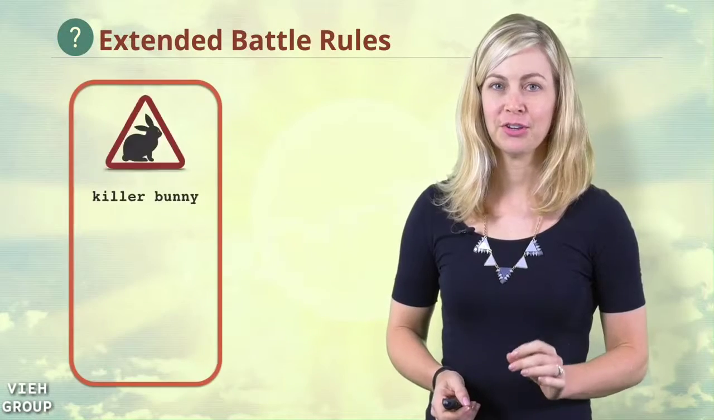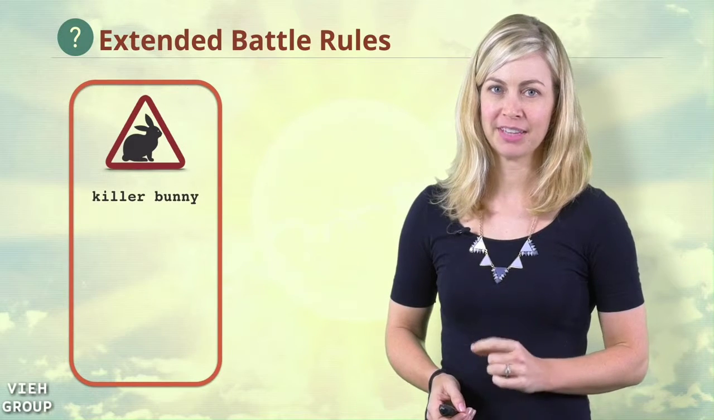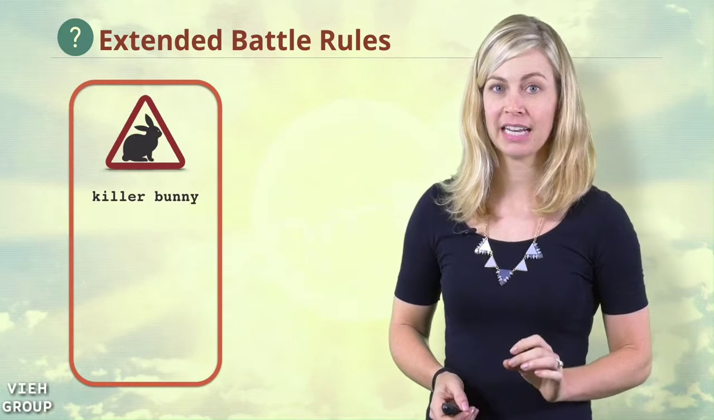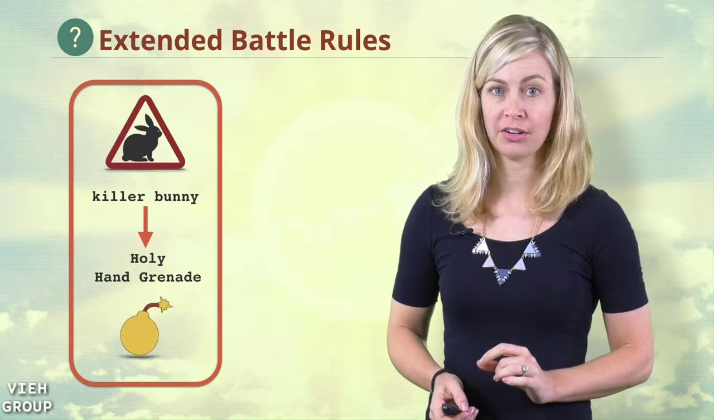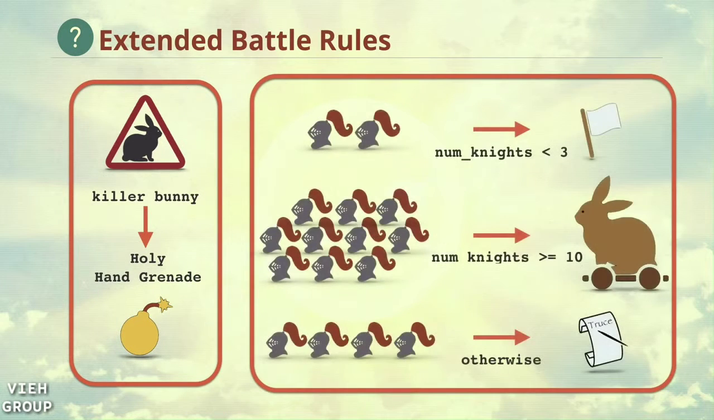We've encountered a new enemy that has thrown a wrench in our plans. If we see a killer bunny, we have to throw the holy hand grenade. Otherwise, we'll use our original rules of engagement. This kind of situation will come up a lot in your programs where you'll need to follow one decision with a series of decisions. That's called a nested conditional.